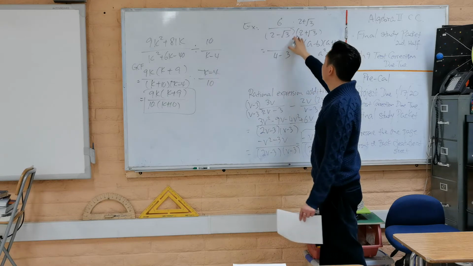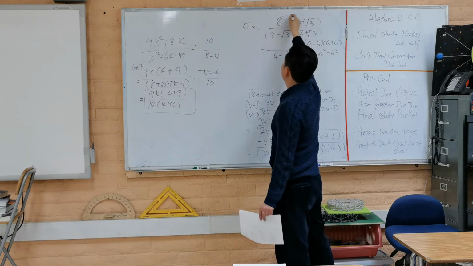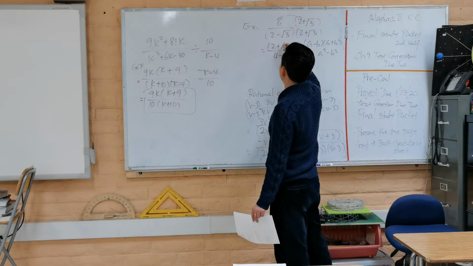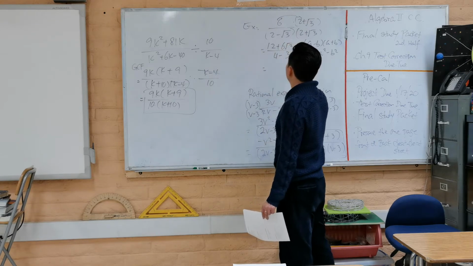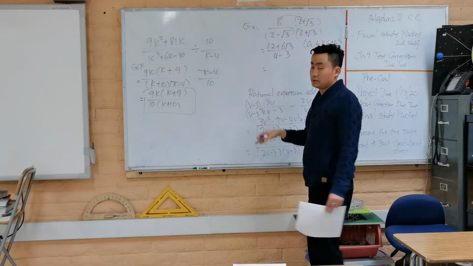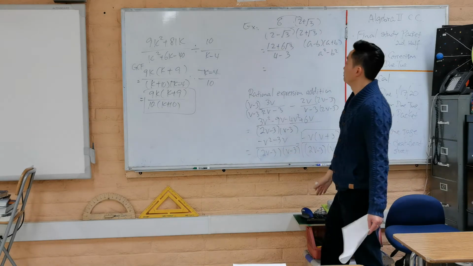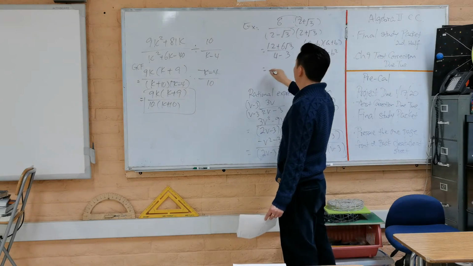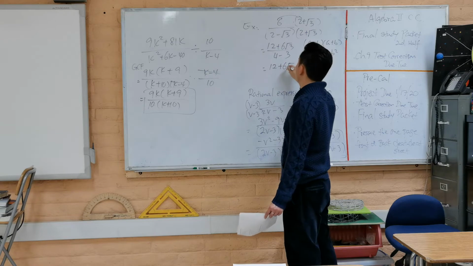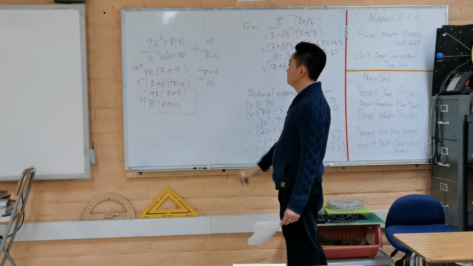So we do have 4 minus 3 in the denominator. The top part, 6 times 2, we get 12 plus 6 root 3. So 4 minus 3 is 1, so the denominator is 1. Nothing you need to rewrite. But the top part, we got 12 plus 6 root 3. That's the final form.